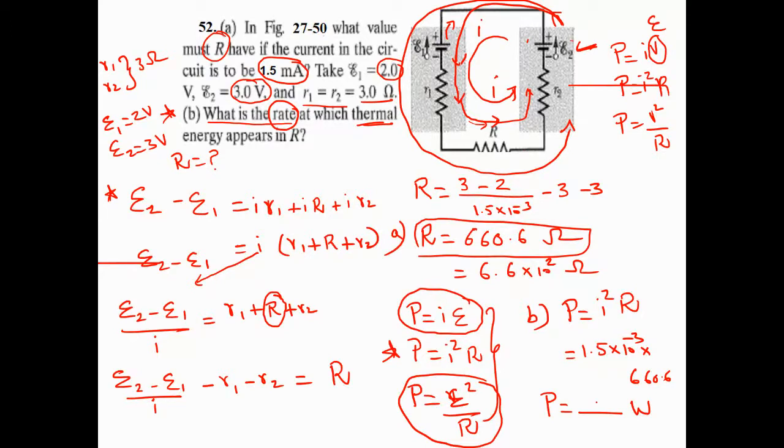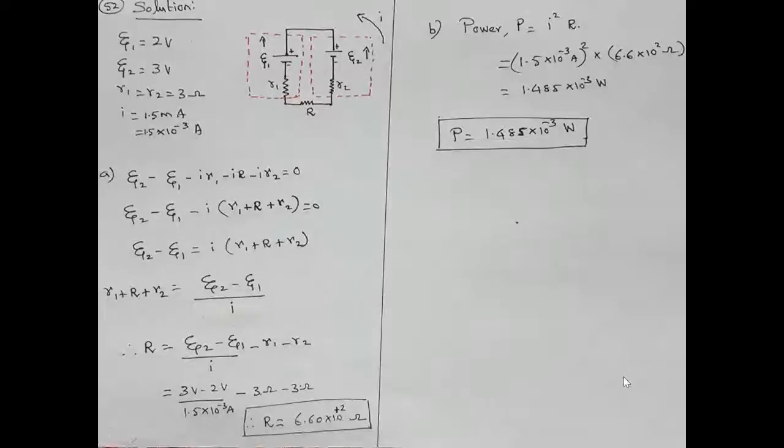Okay. What's the answer here? Three square. Yes, doctor. It will be 1.48 × 10 to the power minus 3. That's it. Let's check our answer. Yes, we exactly got 660 resistance, and then we got 1.48 multiplied by 10 to the power of minus 3 watt.